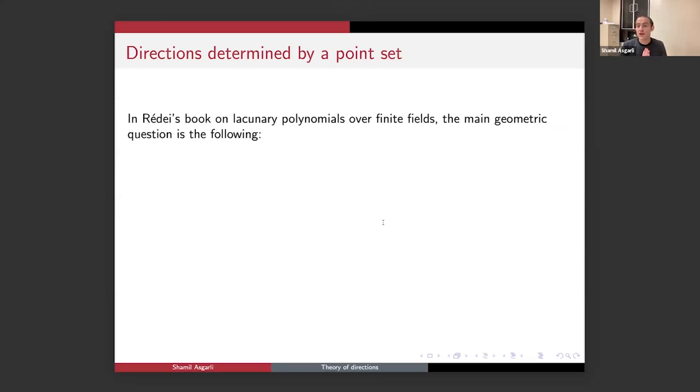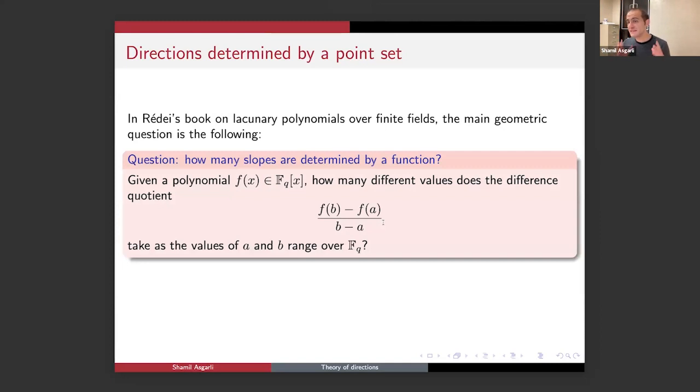So now let's turn to geometry. We talked about algebra, and let's see where the geometry leads us. In fact, Rédei himself was interested in the following geometric problem. It's a very natural problem to ask. So suppose you have a polynomial. The question is about how many slopes are determined by a function.